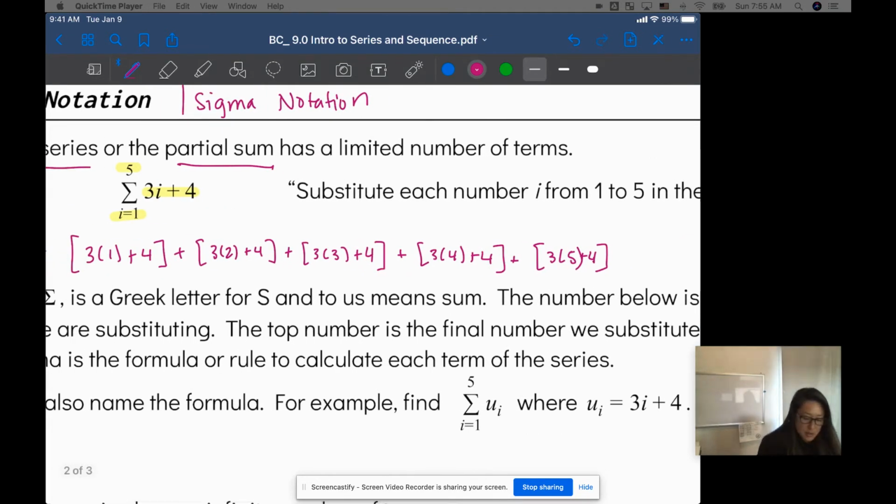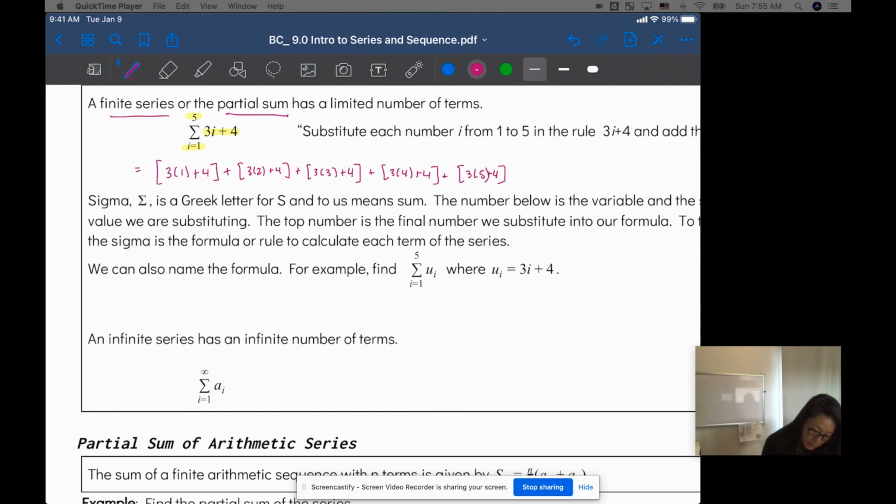Okay, so when we're expanding out our sigma notation, we hope that there's not too many values that we have to plug in because it can take a long time for us to expand out the sum. Okay, so again, sigma is the Greek letter for sum. The top variable is the ending value that we're plugging in. The bottom number is the starting value, and then on the right is the rule.